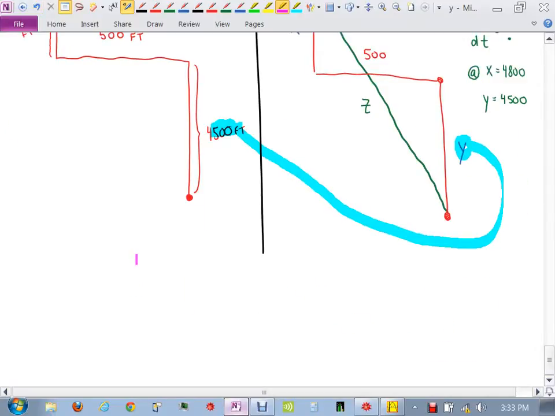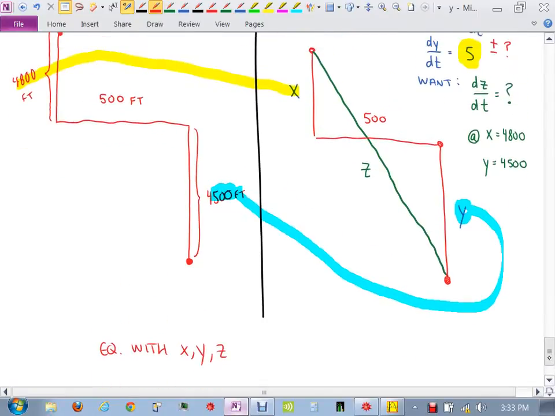Scroll down a little bit. Equation with x, y, and z in it. So going back up to our picture really doesn't lend itself to a nice formula unless we kind of see it a different way. And that's what some of your classmates were referring to, right?